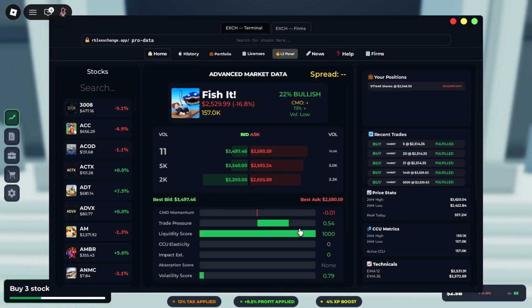Now, how exactly do you use the liquidity score to your advantage? According to the website here, it says always check the LSS, or the liquidity score, before placing large orders. If the liquidity score is low, consider splitting your order into smaller chunks to minimize slippage. A high number means it's safe to trade longer positions, and a low number means to be careful with big orders, and expect slippage. Sorry. All right.